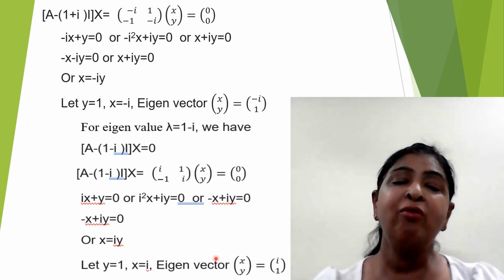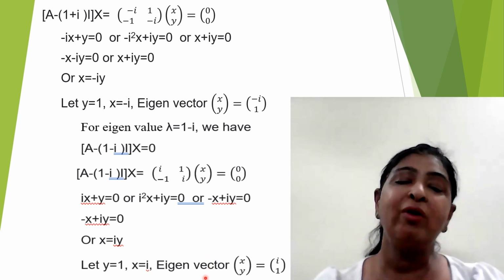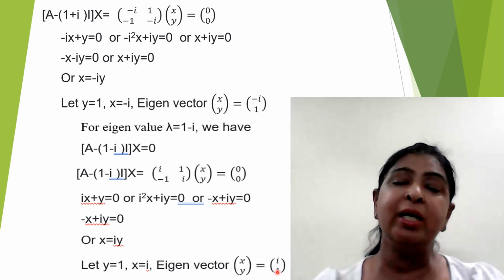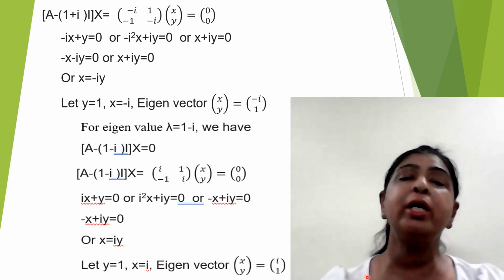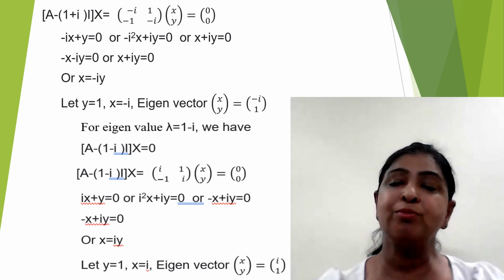Right. Now what will we do? We will take y is equal to 1. So let us take y is equal to 1 over here. So you will get x is equal to iota. So our next eigenvector (x, y) is equal to (iota, 1). So corresponding to two eigenvalues, we are getting two eigenvectors.